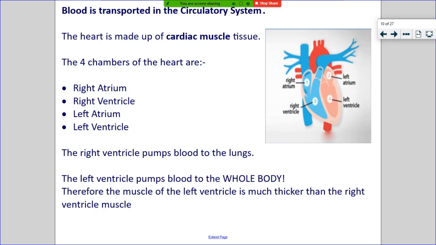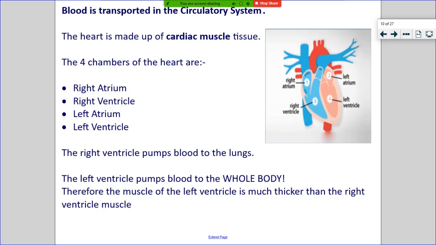The top 2 chambers are the right atrium and the left atrium. And when you look at a diagram of the heart, the right atrium is always on the left, and the left atrium is always on the right. The bottom 2 chambers are called the ventricles. And again, the right ventricle is on the left, and the left ventricle is on the right, as if the subject isn't confusing enough.